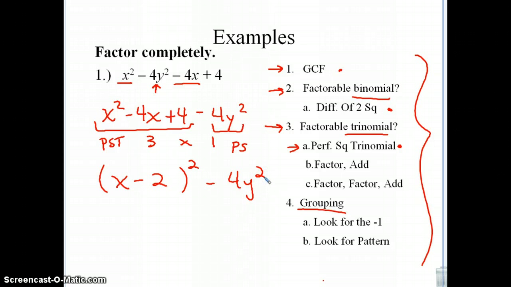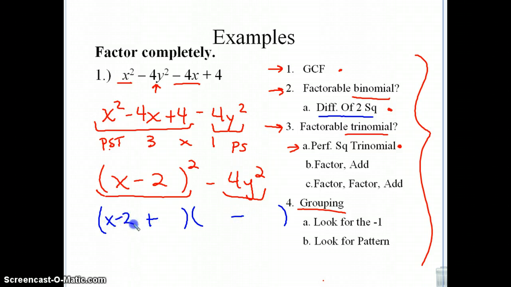Now that I have factored my perfect square trinomial into this format, and I do not have to factor this one, I notice that now I have 2 terms. So now, since I have 2 terms, I have a difference of 2 squares occurring. A difference of 2 squares I will factor in this manner. One will be a plus, one will be a minus.